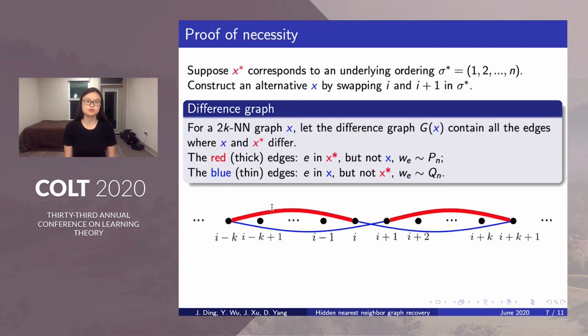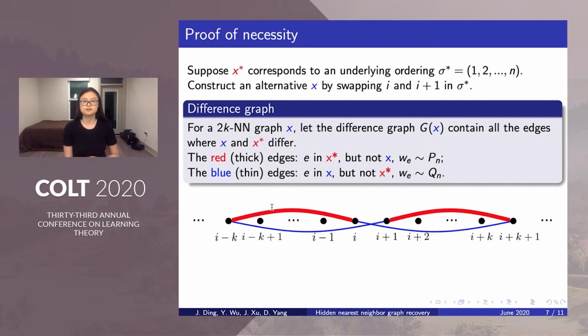Let's say the Xu graph X star corresponds to an underlying Xu ordering that is the identity ordering. Then if exact recovery is possible, it must be possible to distinguish X star from any other alternative solution X. So let's consider the following sort of alternative solutions. From the identity ordering sigma star, let's just swap the rows of i and i plus 1. After this swapping operation, you'll see that 4 mistakes in edge sets are created, and these 4 mistakes are represented by this difference graph here.